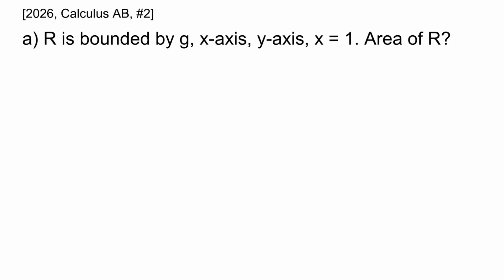In part A of this question, we have a region R, which is bounded by the graph of g, the x-axis, the y-axis, and the vertical line x equals 1, and we are asked to find the area of region R.